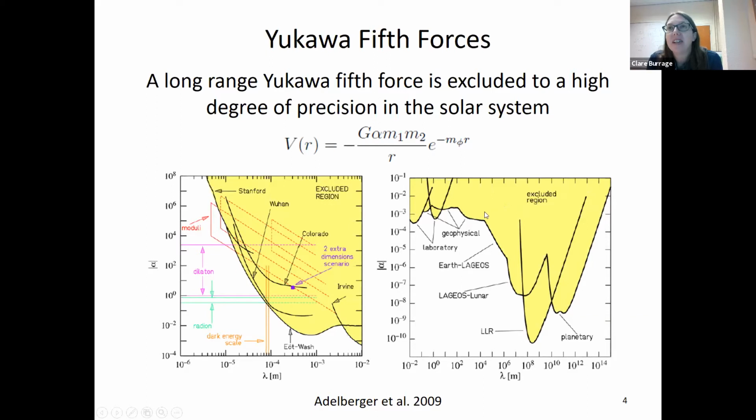Now, I think maybe the way to answer your question is, what's up on the top left here are laboratory constraints and geophysical measurements, so studies of the Earth. And obviously there we have very, very good control over our experiment. We can repeat them. Laboratory experiments are always the best for being able to characterize your systematics and understand them. So I think the way I would look at this plot is, why on earth are these solar system constraints so good? Why are they so much better than we can do in the lab?